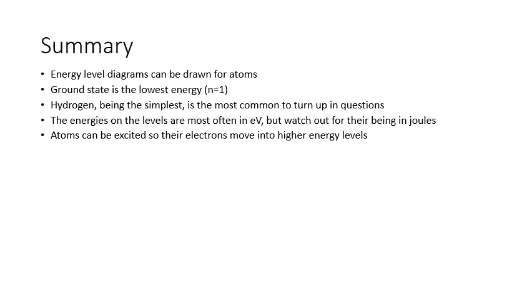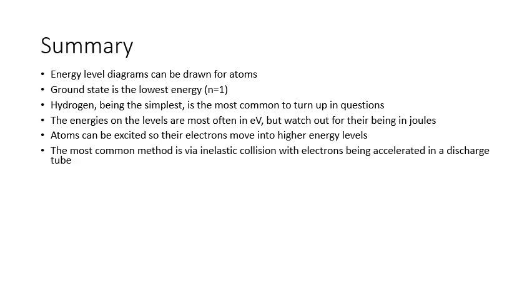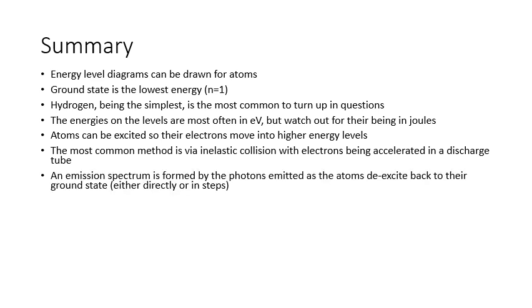Atoms can be excited so that their electrons move up into the higher levels. The most common way of exciting the atom is via inelastic collision with external electrons that are being accelerated in a discharge tube. An emission spectrum is formed by those photons emitted as the atoms de-excite back to their ground state, either directly or in steps, as we saw in the question that we did earlier on.